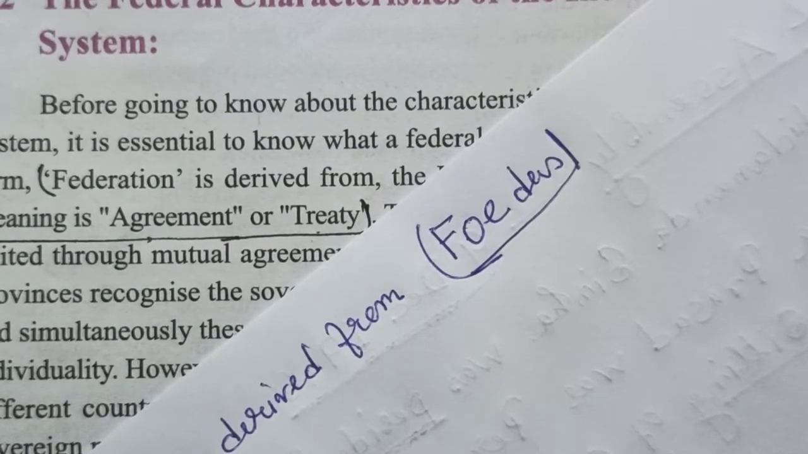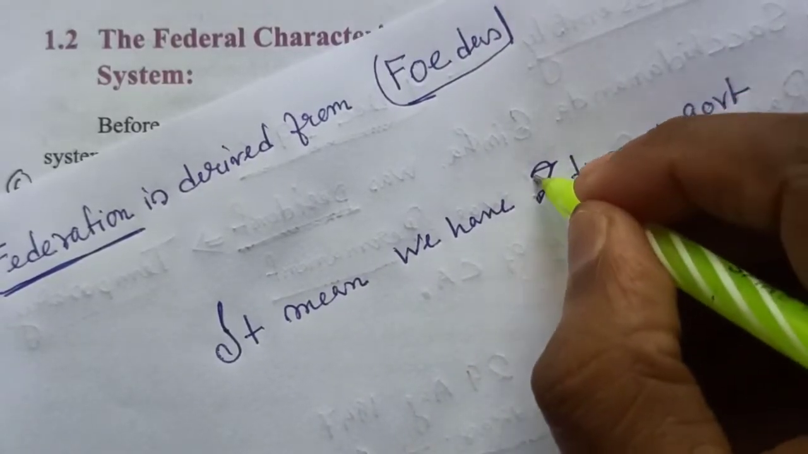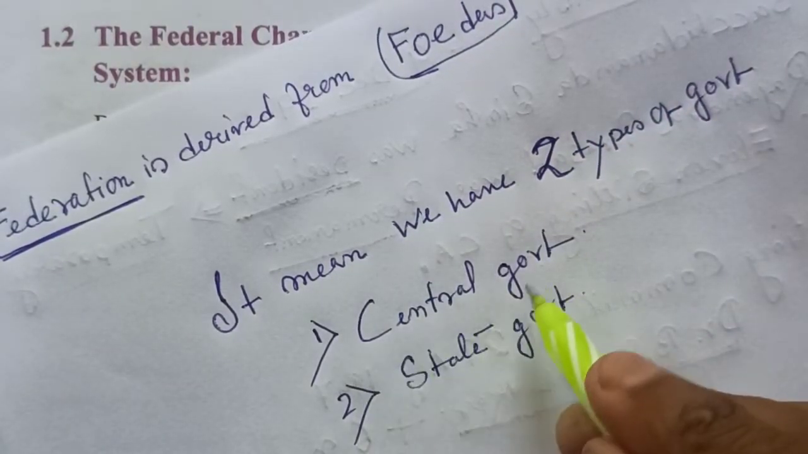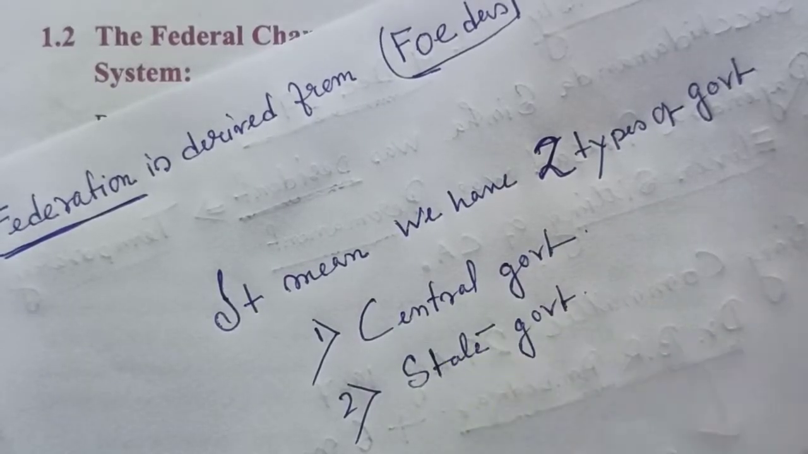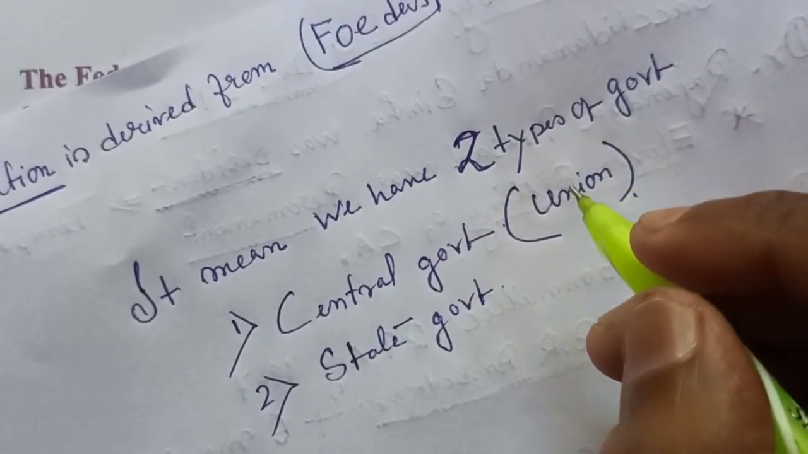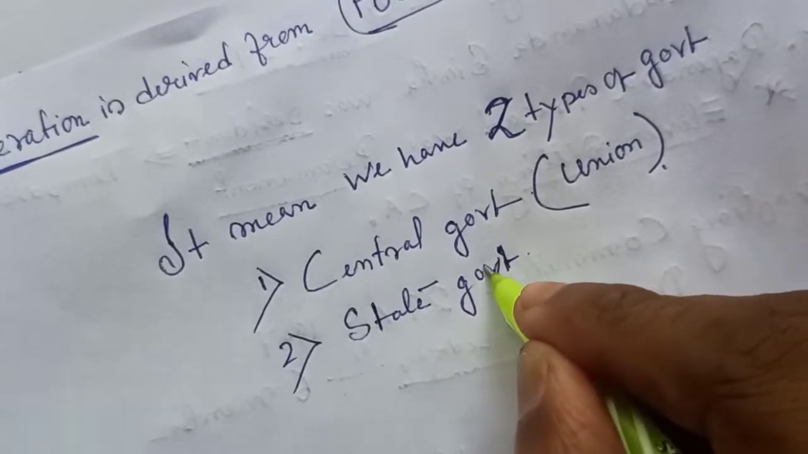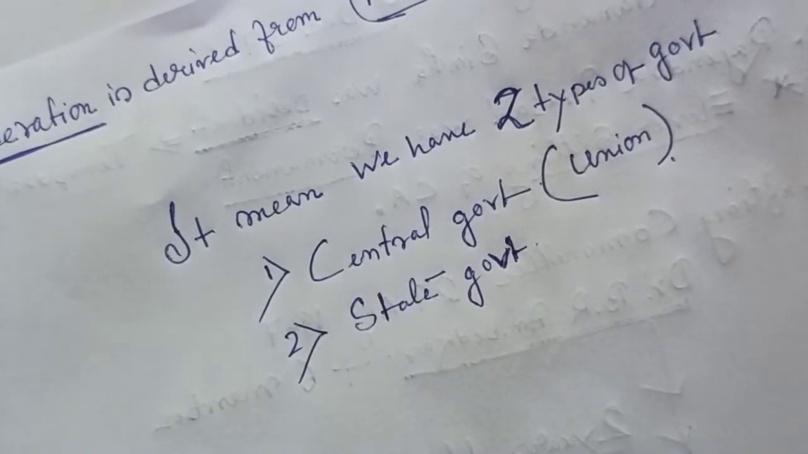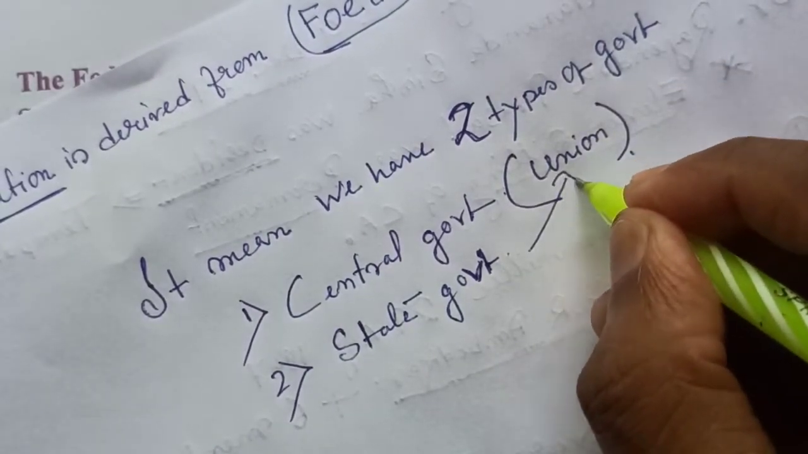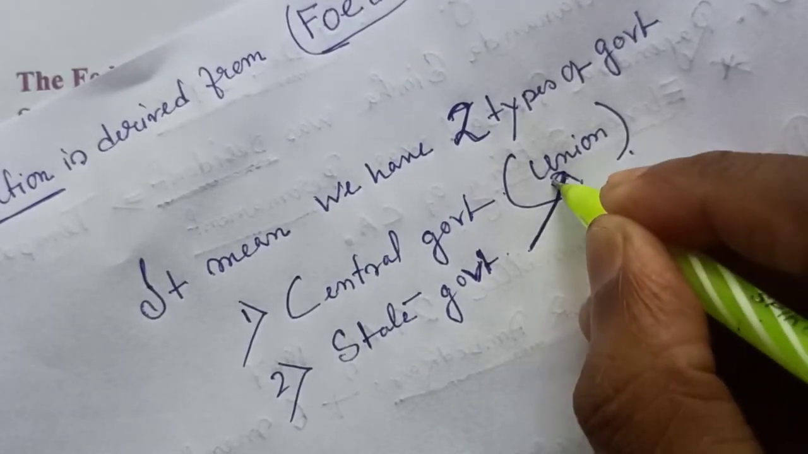What does it mean? It means we have 2 types of government. What are those 2 types? These are the central government and the state government. But we are not an absolute federation or an absolute federal country, because in case of emergency we do not have 2 types of government. In case of emergency we become a single government, that is the union government. That's why we cannot say that we are a federal state.